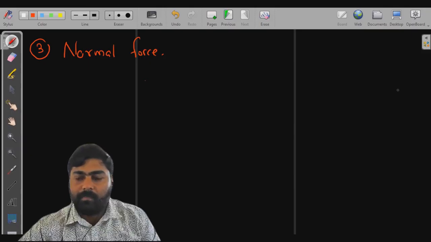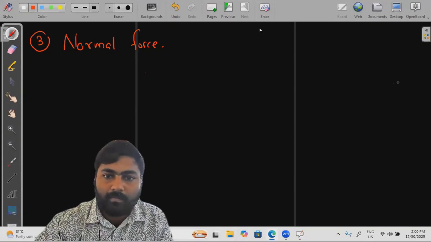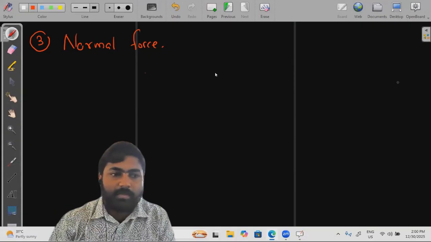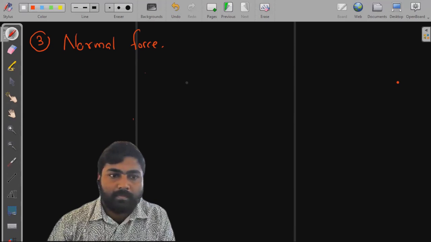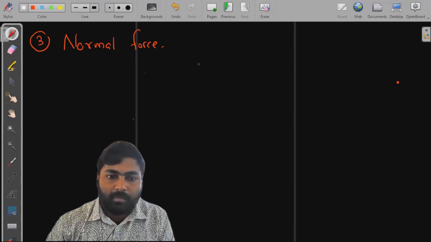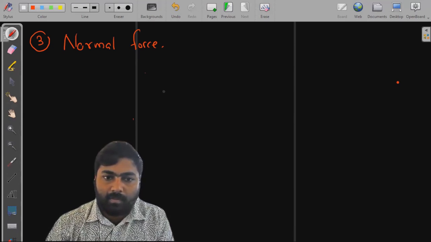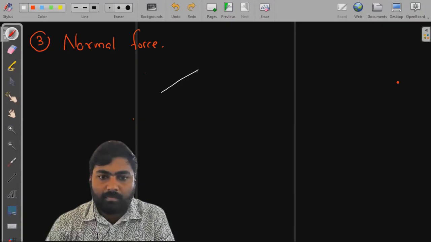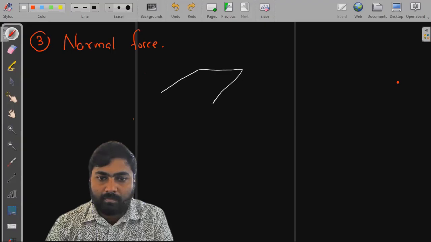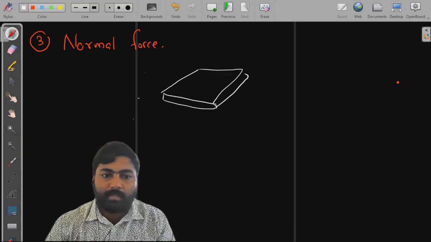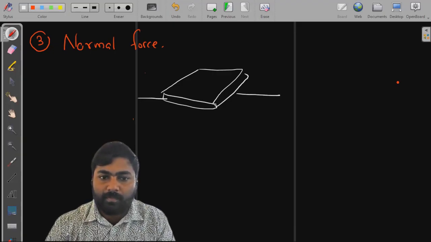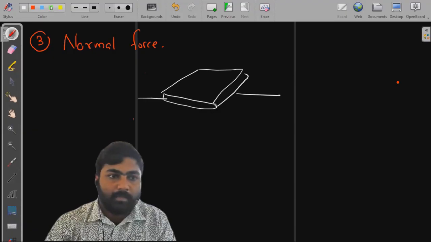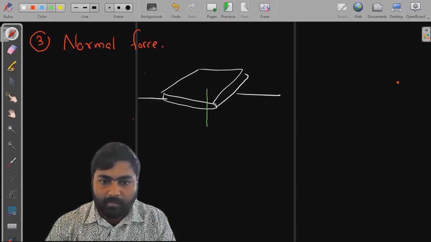Okay. Then it is like this. This is a book, and this is kept on a table. And this book has a weight, no?